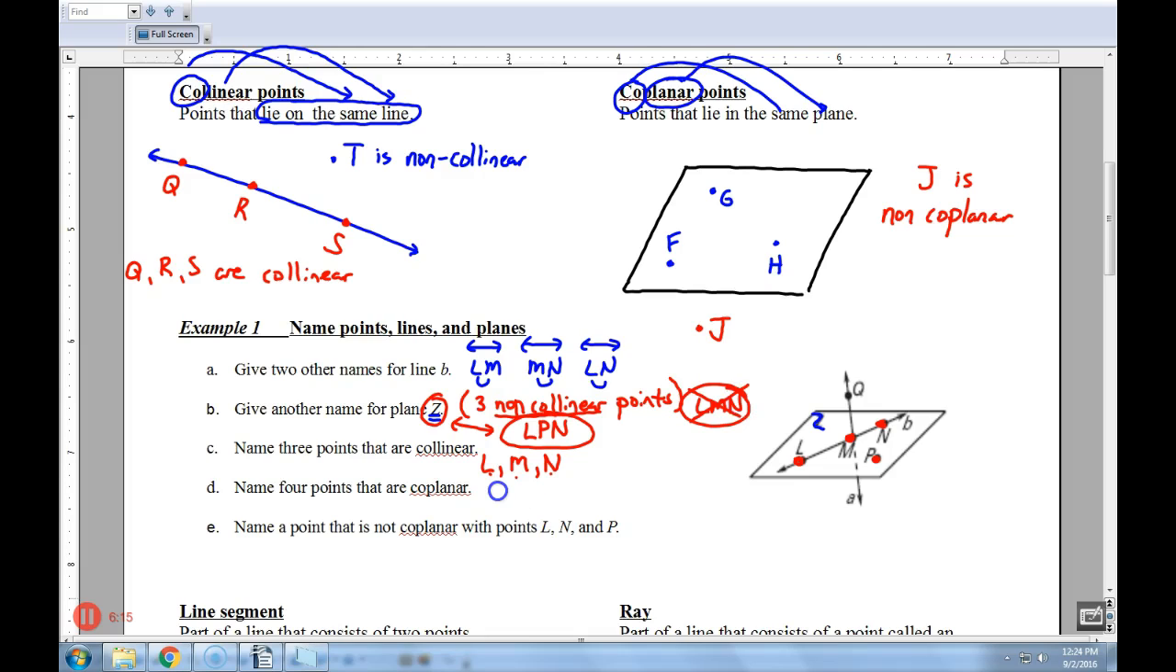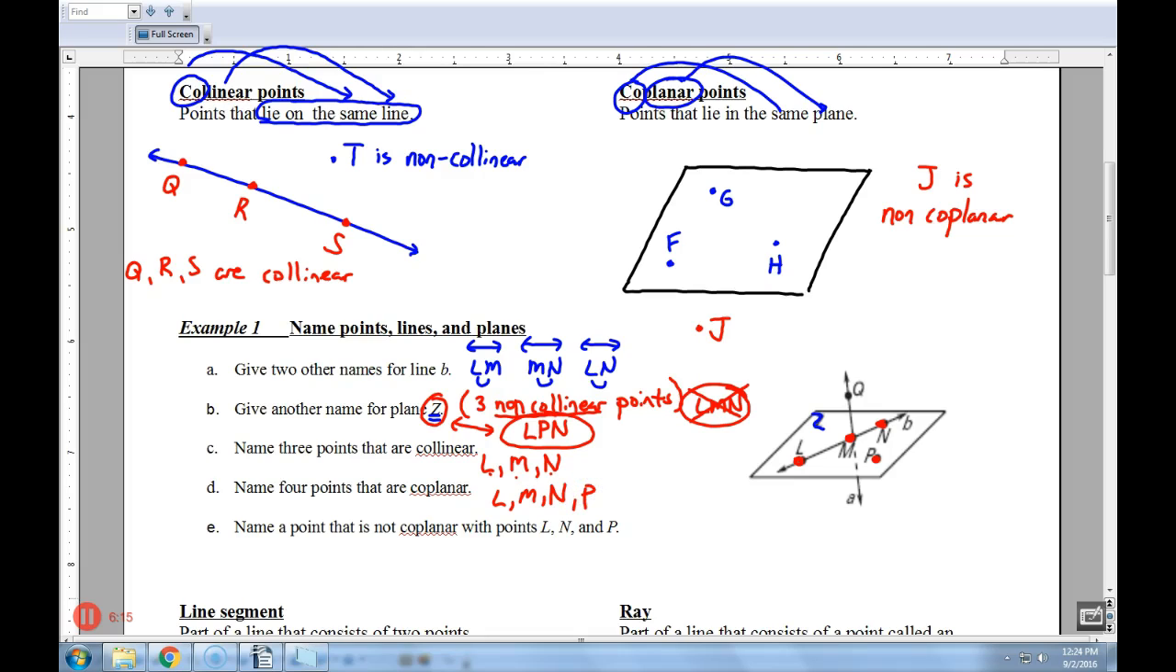Okay, so I'm going to start with part D now. Name 4 points that are coplanar. I got to name 4 points that live in the same plane. Well, there's really only one correct answer, and that is points L, M, N, and P. Those are the 4 points that live on the plane.